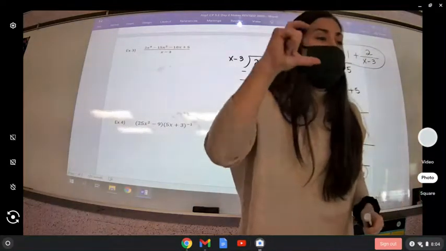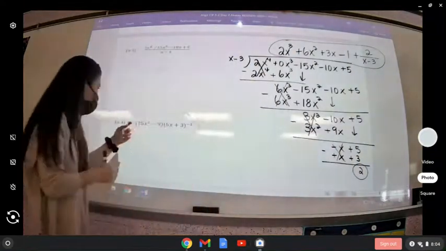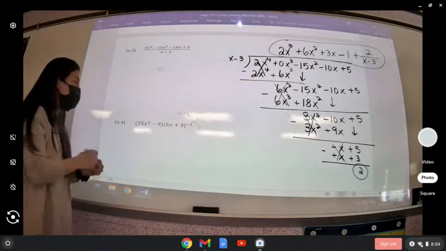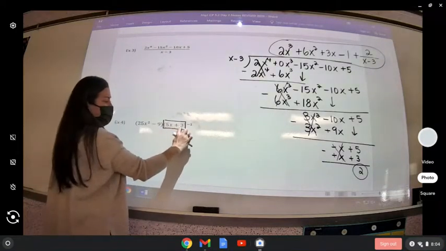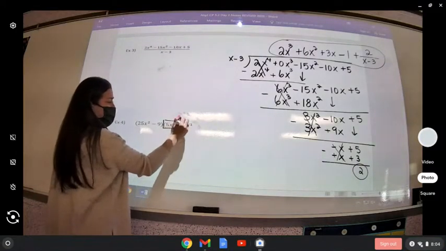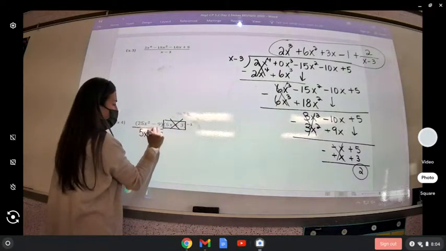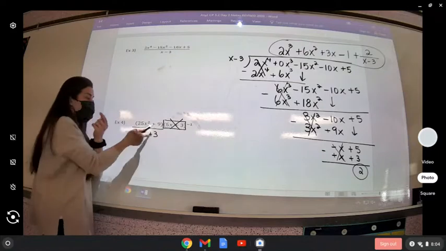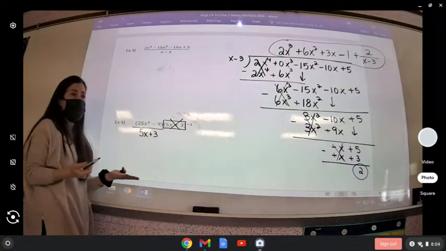So I did attach brand new notes for today. This was yesterday's notes. So guys, there were 2 more problems on yesterday's notes. Remember, they're going to write it like this. If 5x plus 3 is raised to the power of negative 1, then move it to the bottom. And now it's raised to the positive power of 1. So it's really just 25x squared minus 9 divided by 5x plus 3.